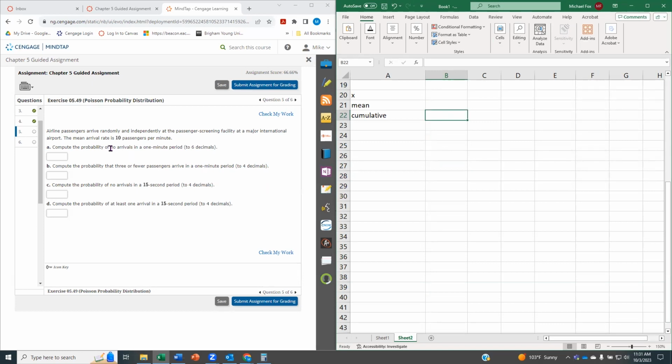All right, so this tells us the mean arrival rate is 10 per minute. And then we have to look here and say, compute the probability that no arrivals in a 1 minute period. That would mean X of 0 out of an average of 10. And we're looking for exactly that, so we're going to say false. So now we can figure out our probability, which is POISSON.DIST, X, mean, and cumulative.